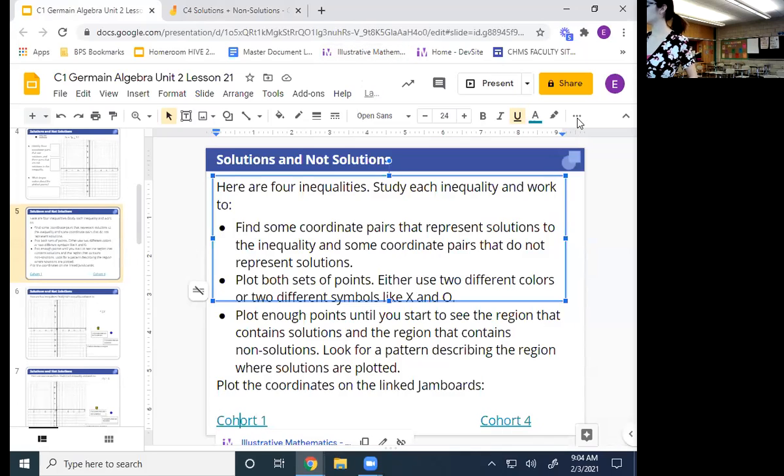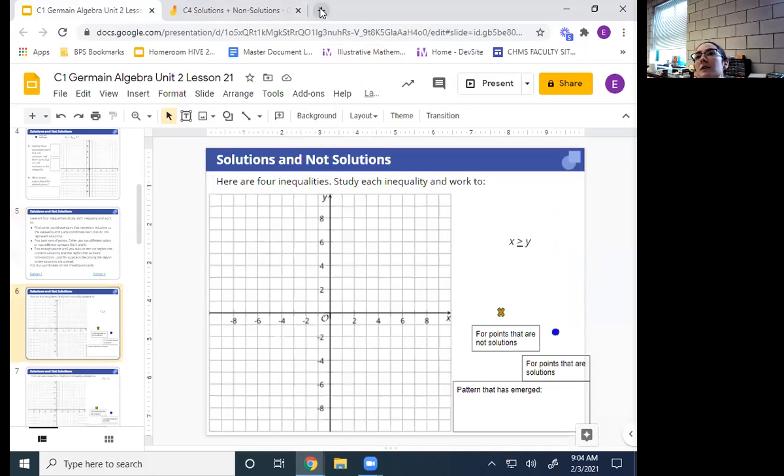Why did I put the wrong link in here? That's so awkward. I'm going to send you guys the Jamboard link. Give me 1 second. So don't put it on the cohort 4. Just wait for me. I'll send you the link. How did that get messed up? Oh, that's so weird. Okay, the Jamboard link is in the chat.